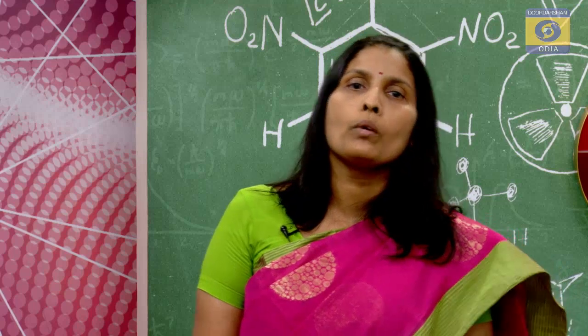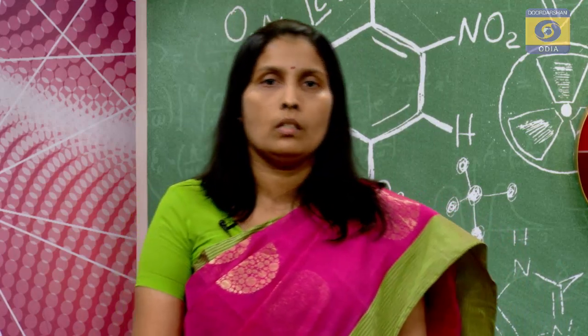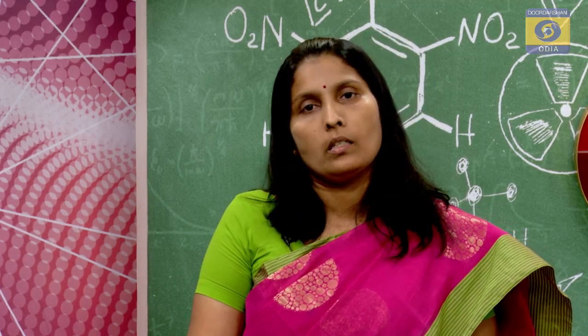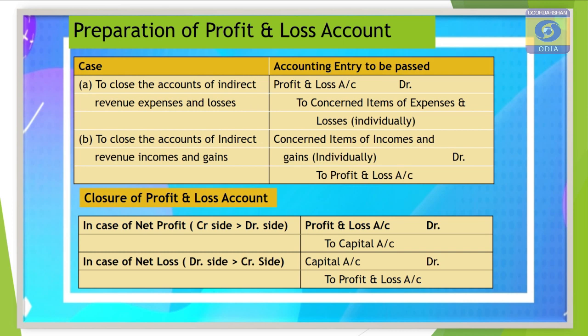So, here also we pass certain closing entries. Now, what are the closing entries that need to be passed? To close the accounts of indirect revenue expenses and losses, the entry that is passed is profit and loss account debited to concerned items of expenses and losses individually. Students, whatever expenses and losses are given to you, they will be credited individually. Profit and loss account will be debited and all the expenses will be credited.